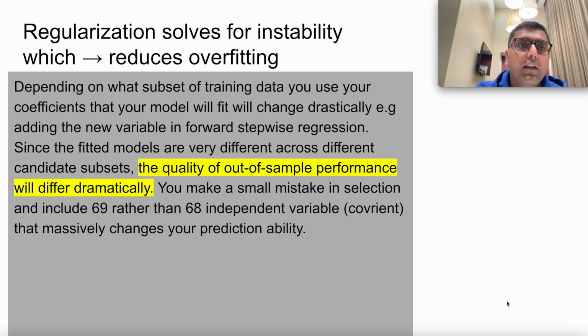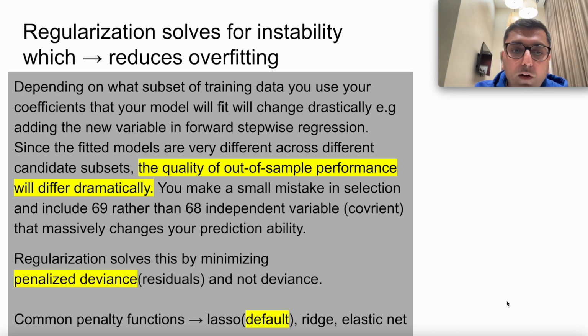That's where regularization techniques help solve for that. And the way they do it is with a very genius mechanism. In linear regression, we minimize least squares, the sum of squared distances, or residuals, from the predicted line to your training data set. What regularization does is add the concept of a penalty. So they minimize not just the residuals, but the penalty plus the residuals. They minimize penalized deviance.